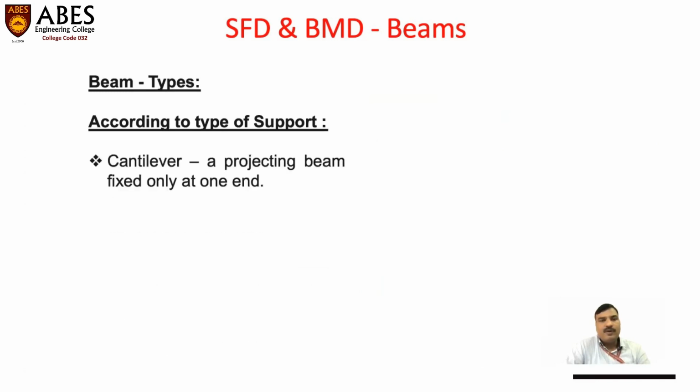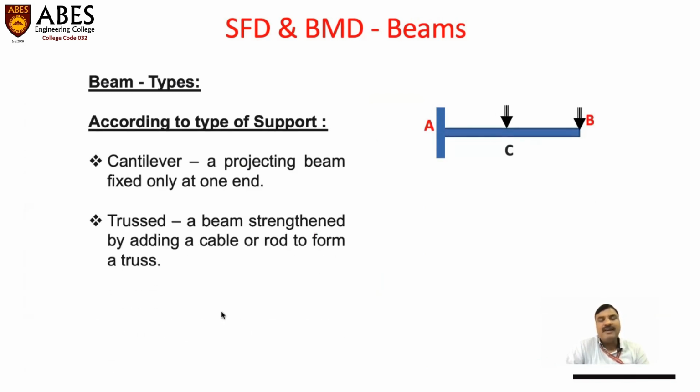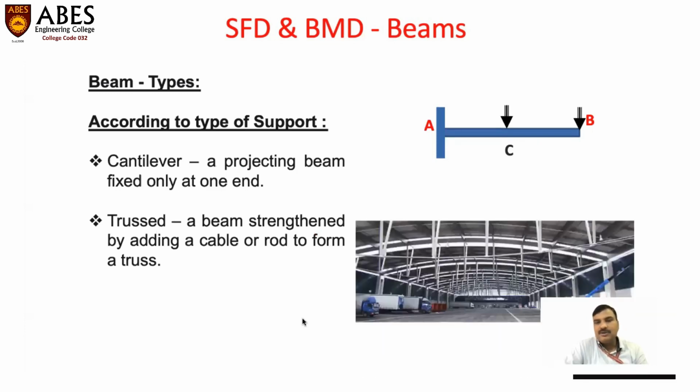Another type of beam which is very common is the cantilever beam. In this, one end is fixed and the other one is free. We have another type of beam which is called a trussed beam. In this, we are adding extra rods and extra structure to secure the beam. So this type of truss structure is also called a trussed beam structure.